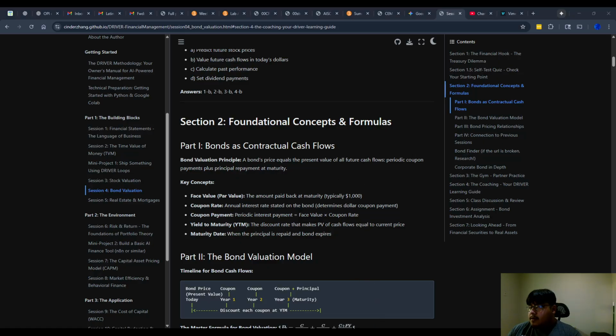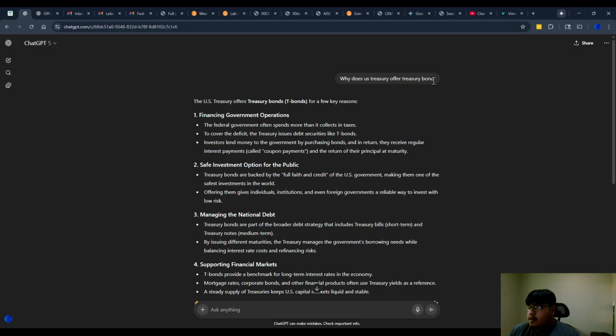Before that, I wrote down in my notes, we did talk about the U.S. Treasury. And here is the ChatGPT search that I had made during class. We were asked, why does the U.S. Treasury offer a Treasury bond? So obviously it offers for a few key reasons: financing government operations. The federal government often spends more than it collects in taxes. So to cover that, they sell securities like T-bonds, where investors lend money to the government by purchasing bonds, and in return they receive regular interest payments called coupon payments, and the return of their principal at maturity.